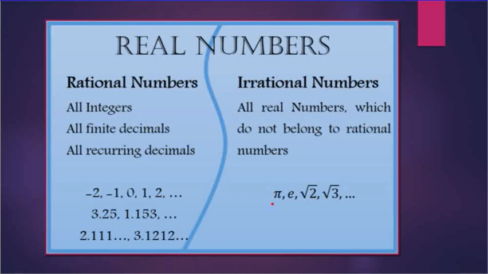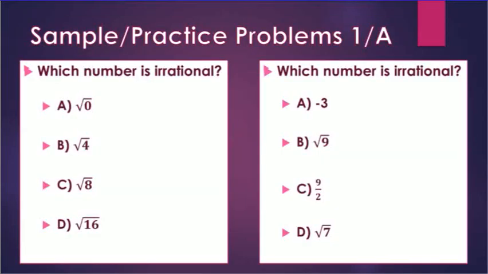So you're going to see pi in there. You'll see a variable, which just means any number there. And then you have some radicals involved with square roots, as long as it's not a perfect square. So let's take a look at some examples.